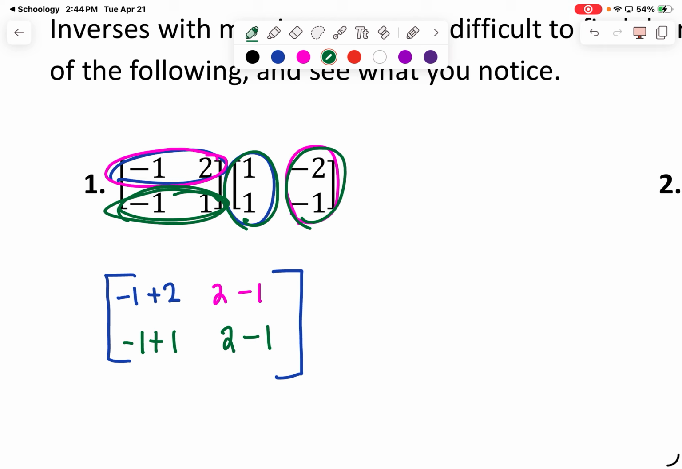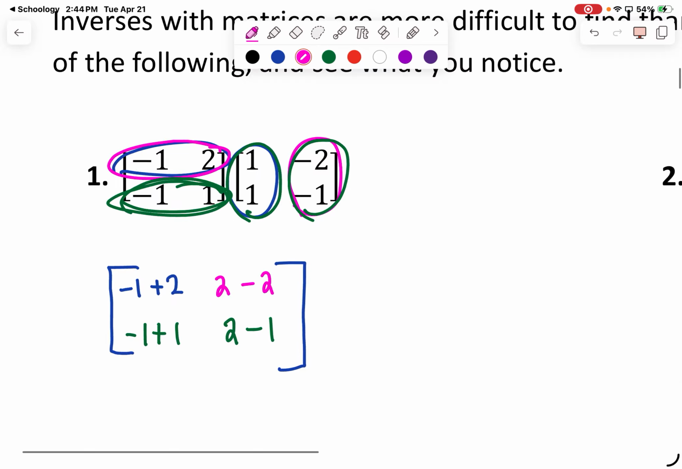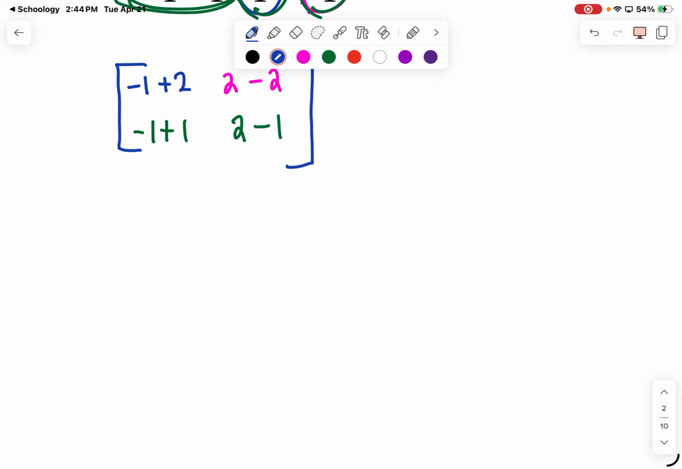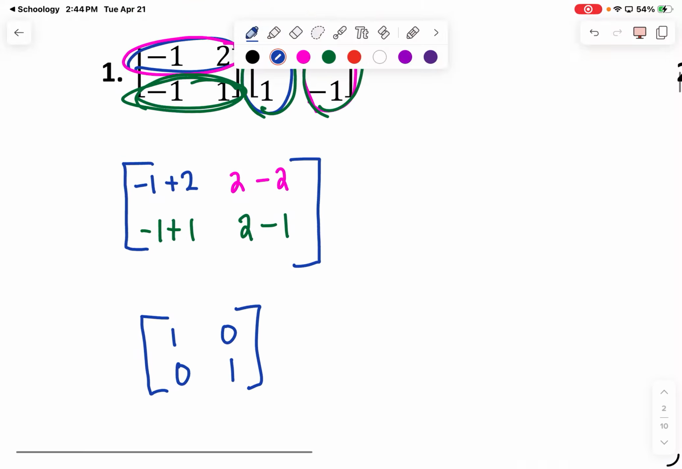Okay. Oh, and I made a mistake. Look at that, it's the pink one. -1 times -2 is 2. 2 times -1 is -2. And I knew I said they were inverses of each other, and I didn't get 0 there. So I should have known. But hey, at least I figured it out. All right, so that is 1, 0, 0, 1. Voila. So these are inverses of each other.